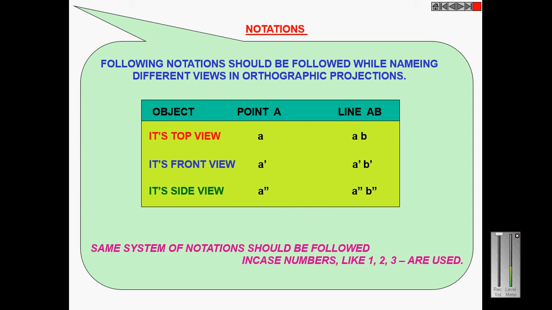The same system of notations should be followed when numbers like 1, 2, 3 are used. If the point is represented by 1, then its top view will be small 1, its front view will be 1 dash, and its side view will be 1 double dash. And if it is a line represented by 1, 2, its top view will be small 1, 2, its front view will be 1 dash, 2 dash, and its side view will be 1 double dash, 2 double dash. So these notations are very important.